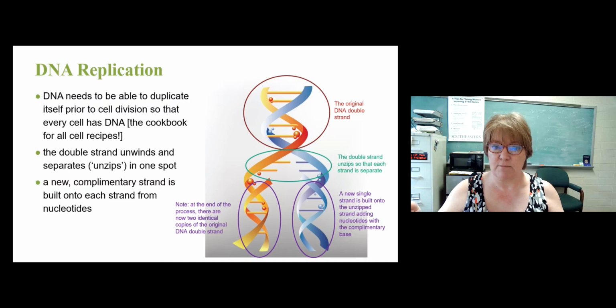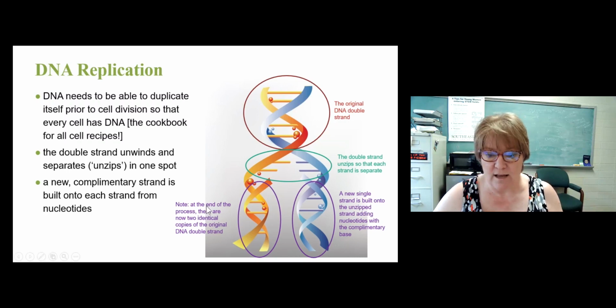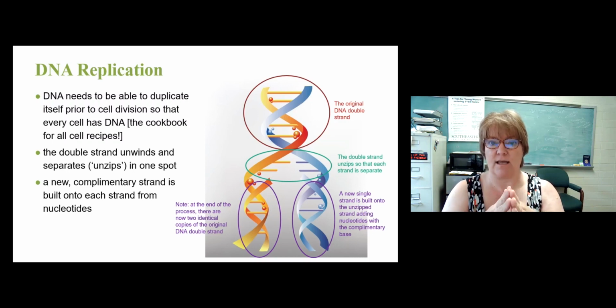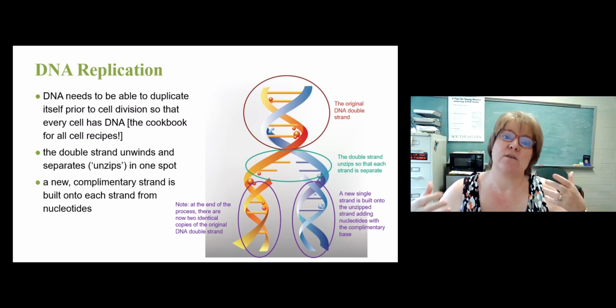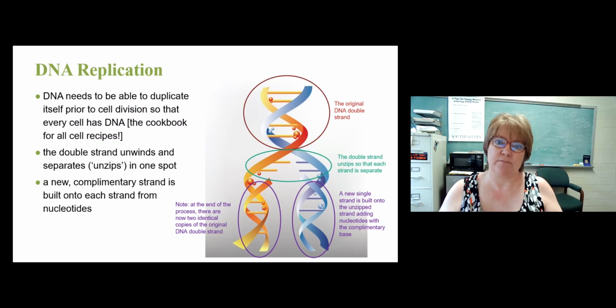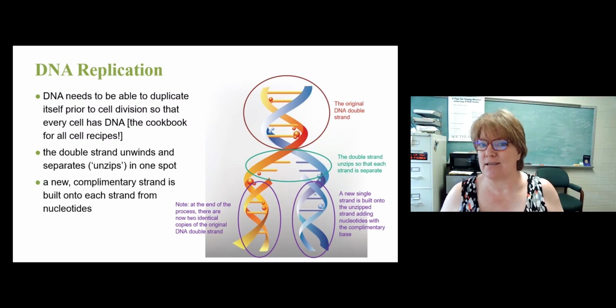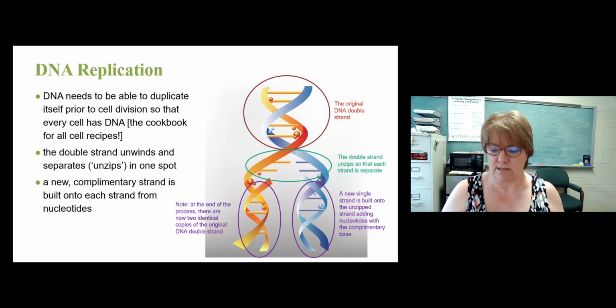So it unzips, and then a new strand is built in place by adding nucleotides of the complementary base. So once we're done, we end up with two identical copies of the original DNA, and when the cell divides, each copy would go into a different cell so that each cell has a copy of it. We will use something similar to this to amplify DNA that we find forensically using a technique known as PCR.